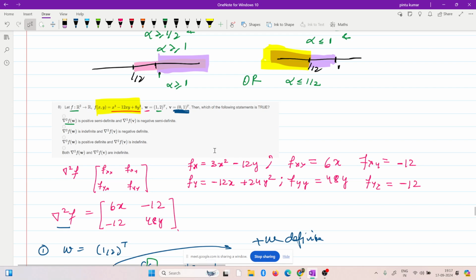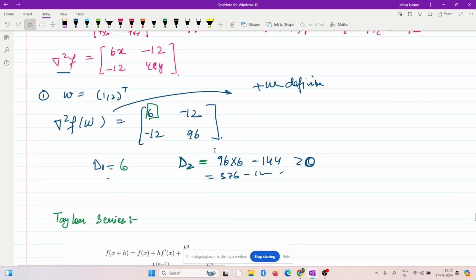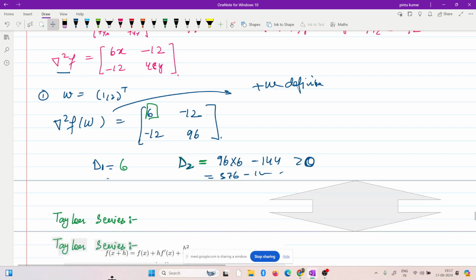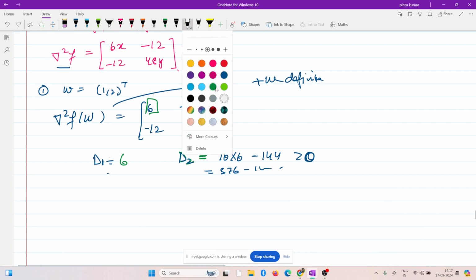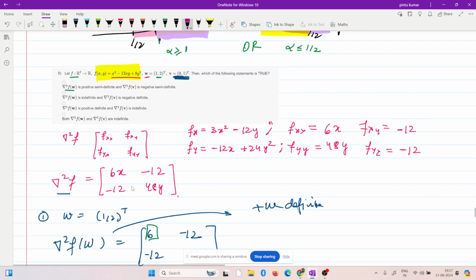Okay, so we calculated the Hessian for a general point x comma y. Now we have v given to us. So let's see. Probably purple here.